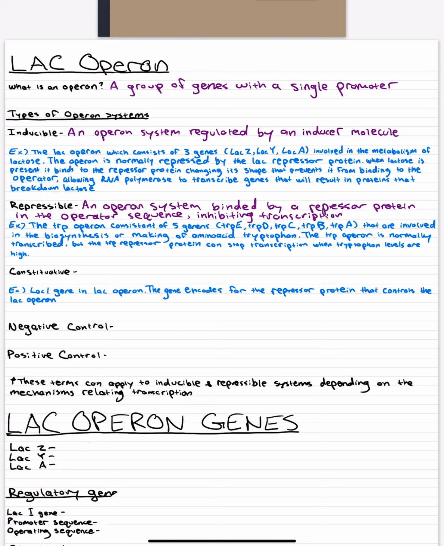The example I like to give is the LacI gene in the Lac operon. This gene encodes for the repressor protein that controls the Lac operon, and over time, the repressor protein can begin to wear down and become dysfunctional, so you have this constant making of new repressor proteins. That's an example of constitutive expression.